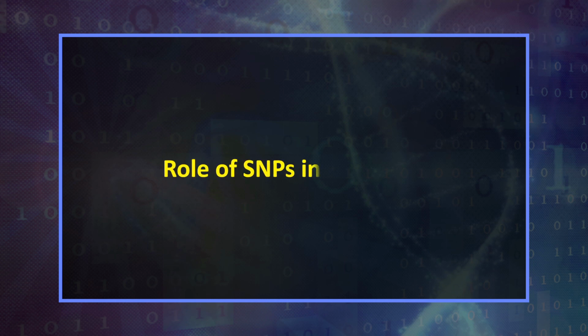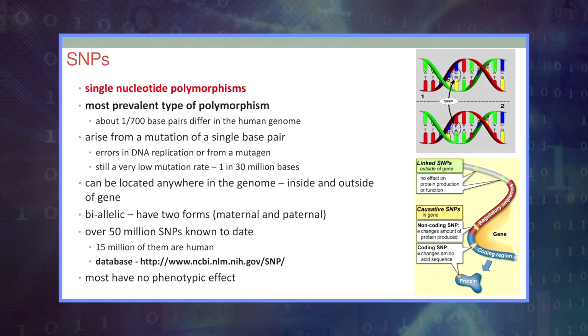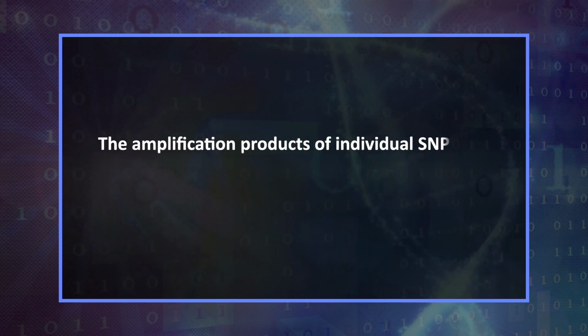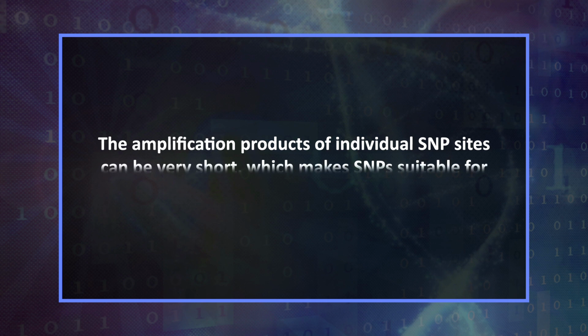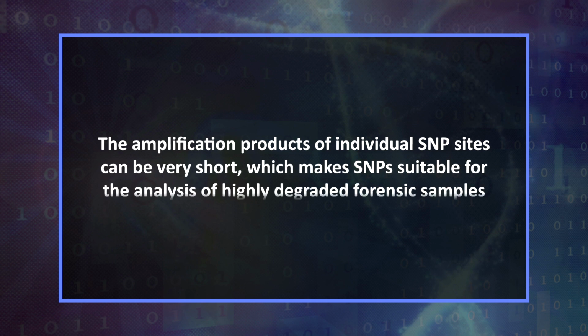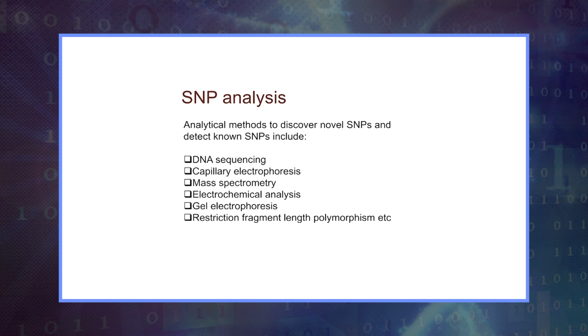Dear students, let's now talk about the role of SNPs in forensics. A new type of genetic marker, single nucleotide polymorphism, may replace STRs in the future, although this process may take a considerable period of time. The amplification products of individual SNP sites can be very short, which makes SNPs suitable for the analysis of highly degraded forensic samples. SNP analysis already plays an important role in identification of individuals after mass disasters.